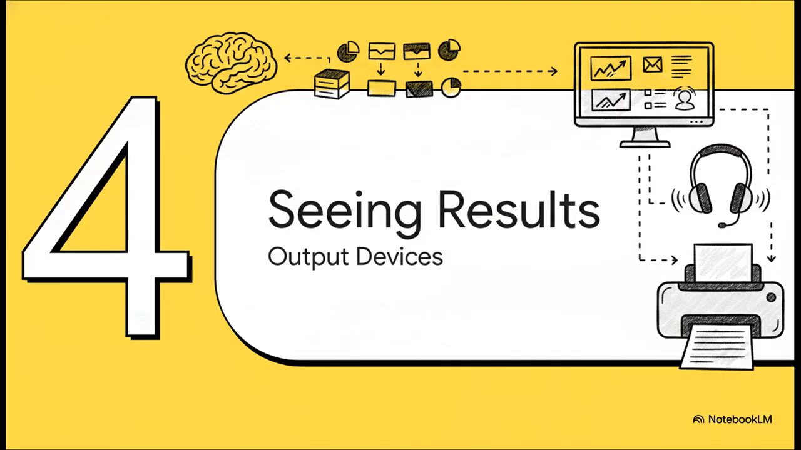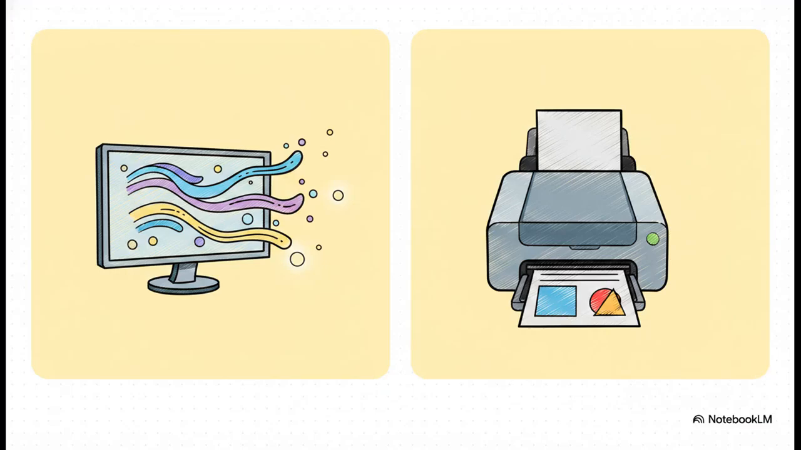Now for Section 4, seeing results. Okay, so the brain has processed the data and stored the memories. Now the computer needs a way to express its results back to us in the outside world. When it communicates, we divide its expressions into 2 primary categories based on permanence.